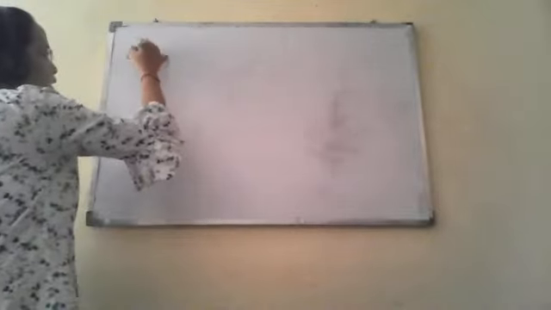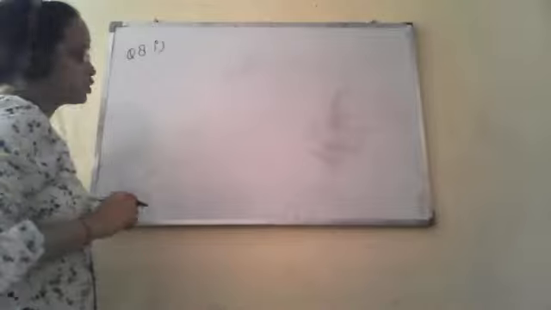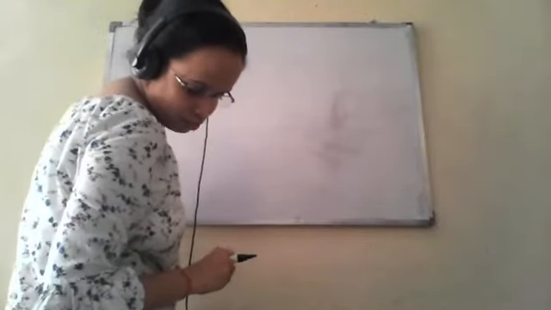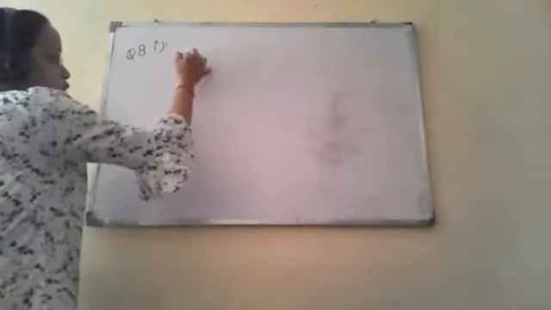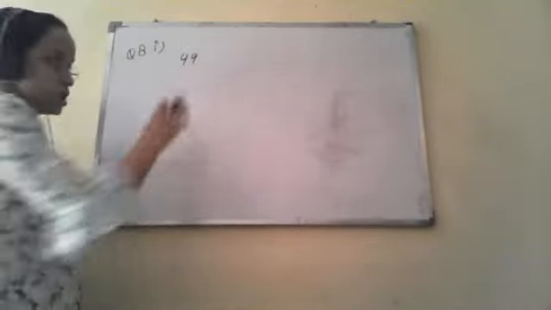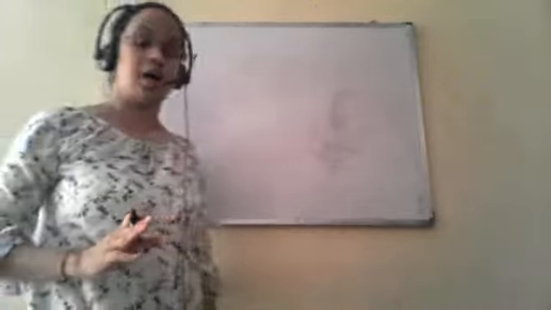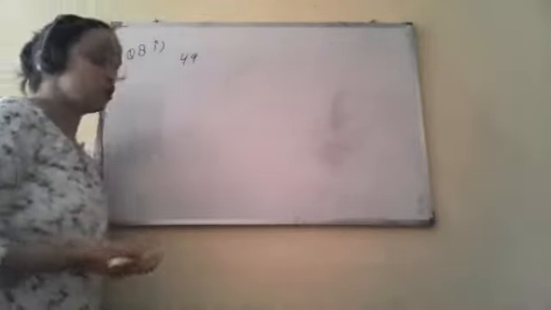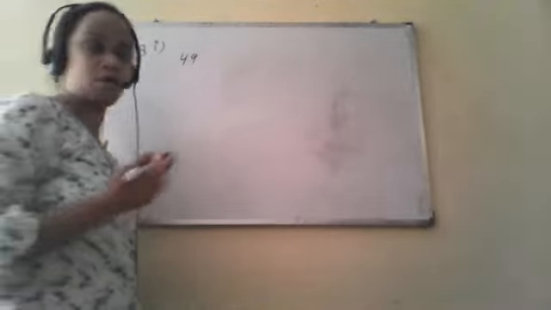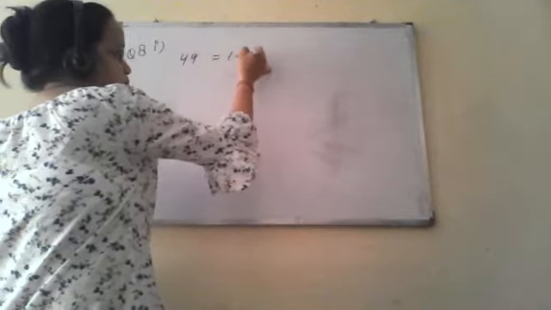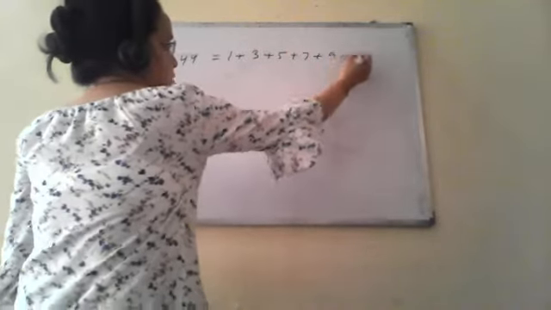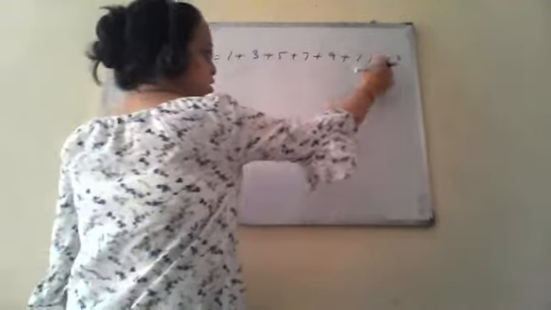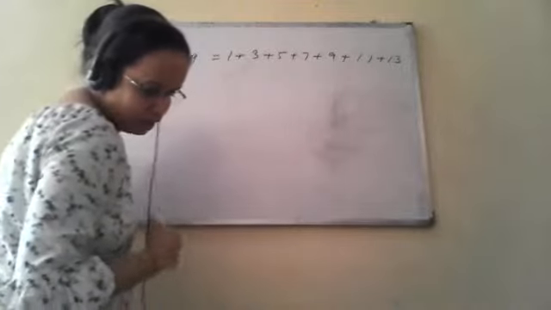So next is question number 8, the first part. Express 49 as a sum of 7 odd numbers. 49 is a square of 7, so we have to express it as a sum of the first 7 odd numbers. How do we write it? That is 1 plus 3 plus 5 plus 7 plus 9 plus 11 plus 13. This is 1, 2, 3, 4, 5, 6, 7. Clear?